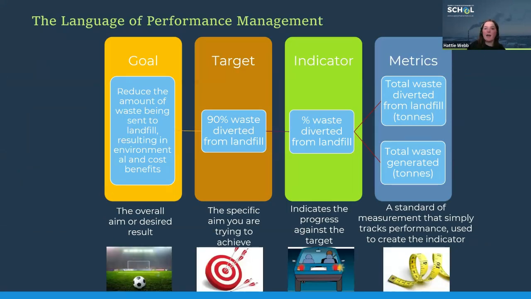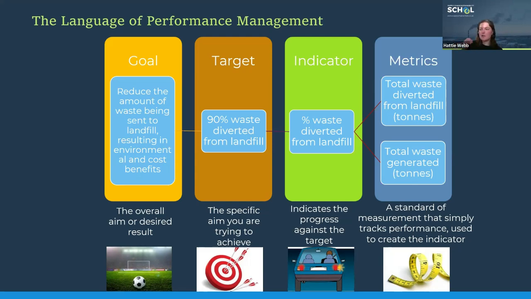And this last part here is all about terminology and language to ensure we're all speaking the same common language when it comes to performance management. You need to understand your baseline in order to improve. So, first of all, we've got a goal. An example of this is reducing the amount of waste being sent to landfill, resulting in environmental and cost benefits. So, this is the overall aim or the desired result.